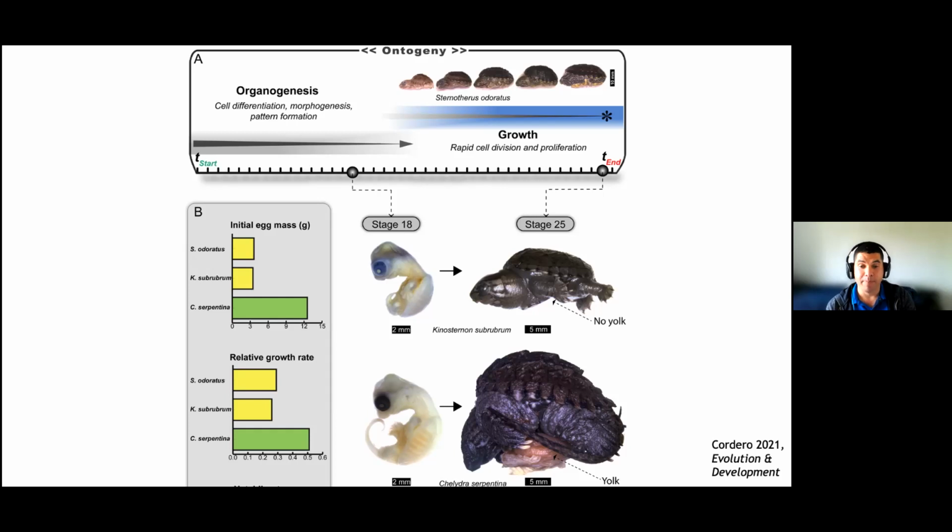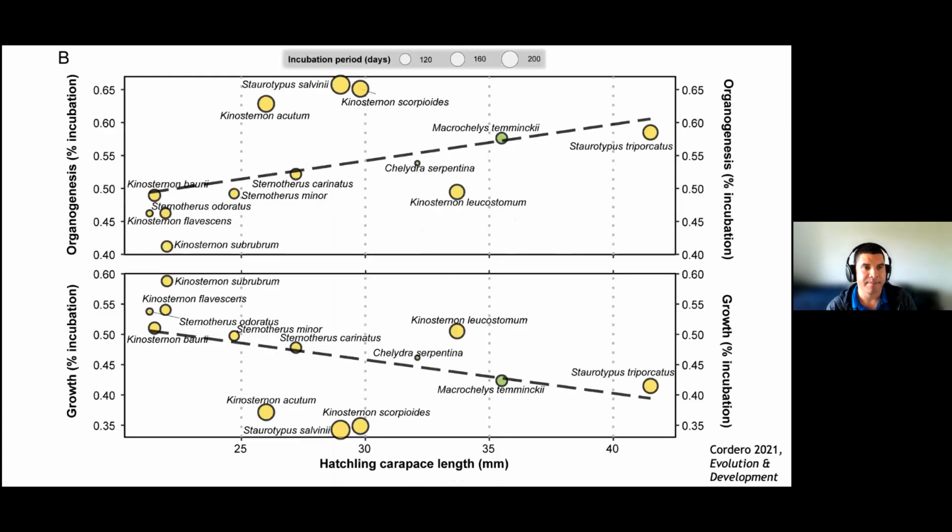And so in this study, we compared life history parameters such as the amount of energy that was allocated to the species, which is represented by yolk size, and that can also be represented by initial egg mass. So the smaller species have smaller eggs, and the consequence of that is that you have less energy to sustain growth, and so smaller species have lower relative growth rates, and that's what we're looking at in panel B here. And so how does that affect development?